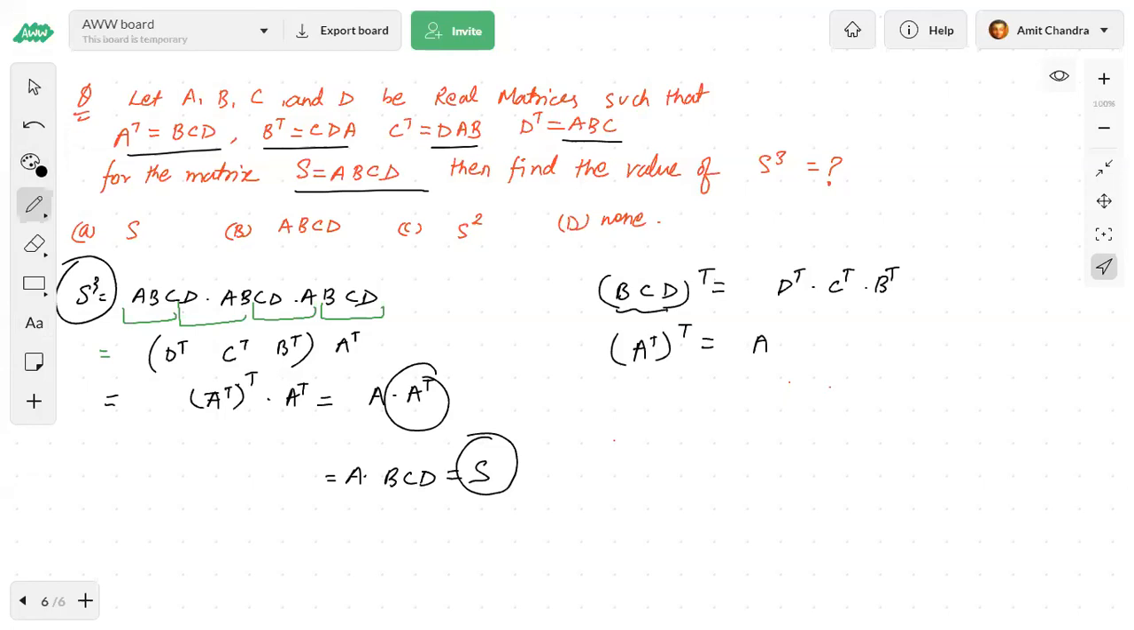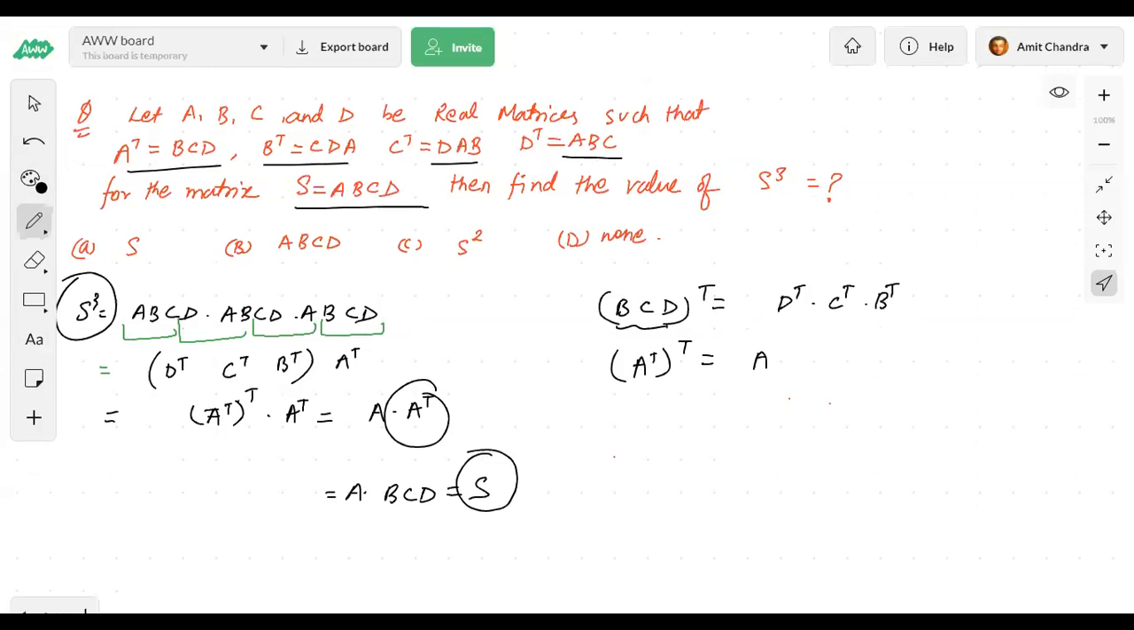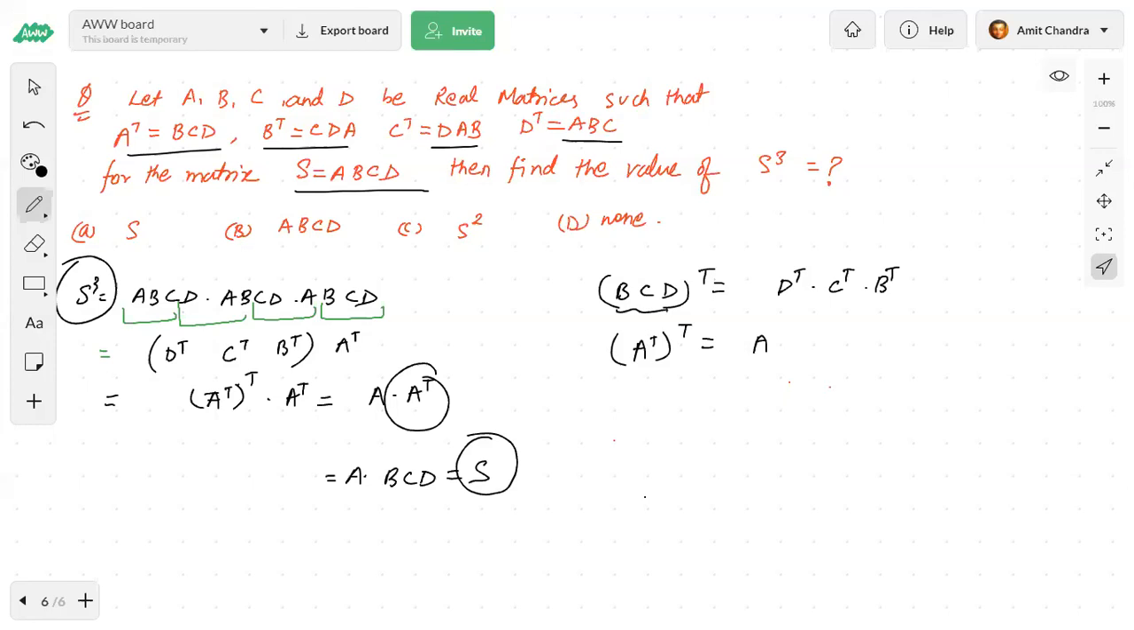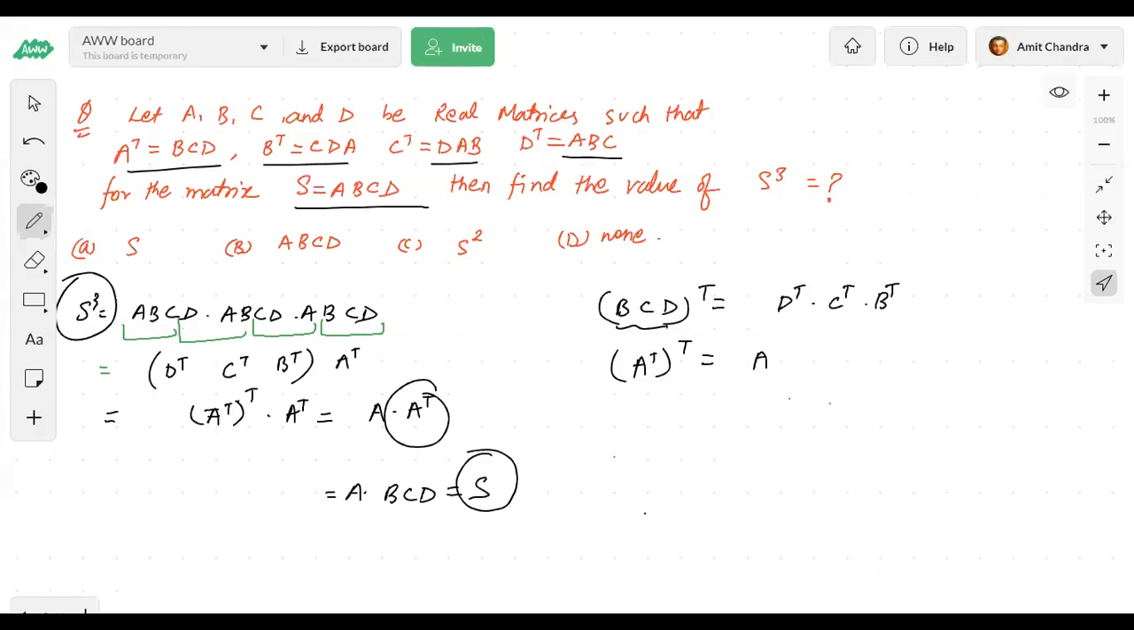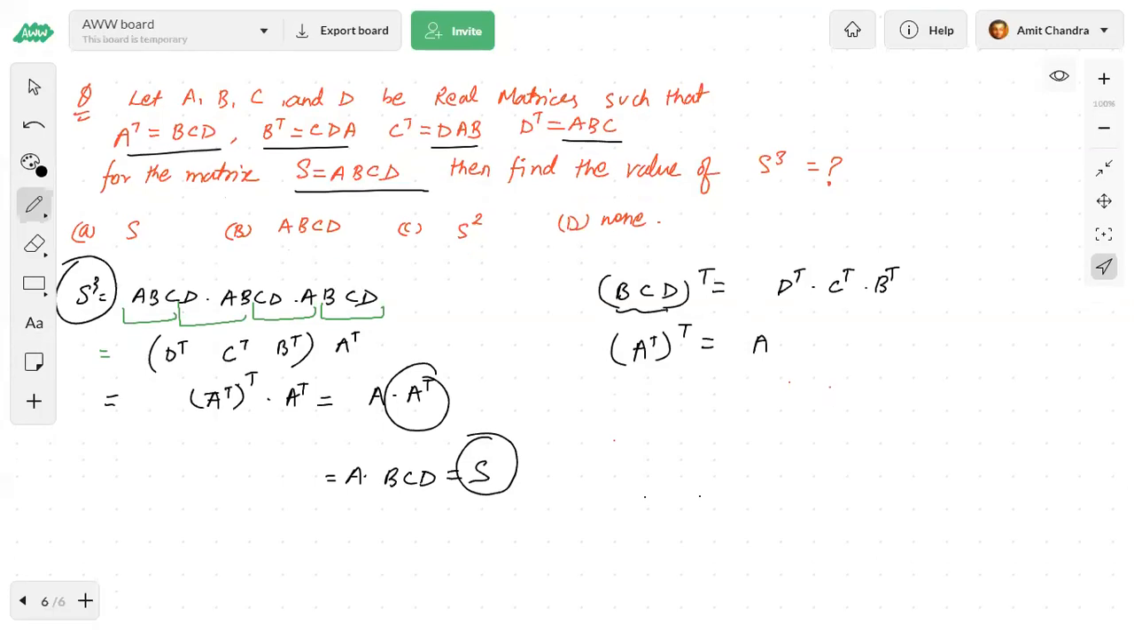Understood? Right? So what can we say? What kind of special matrix is S? What is the special property of S? S cube is coming out to be S. So that means we can write S square plus 1 is equal to S.